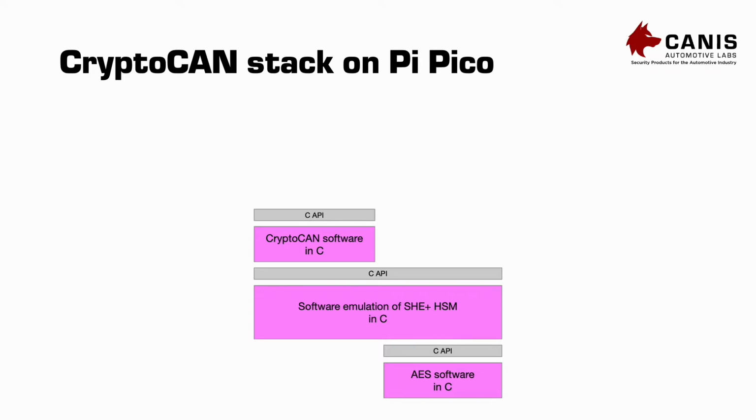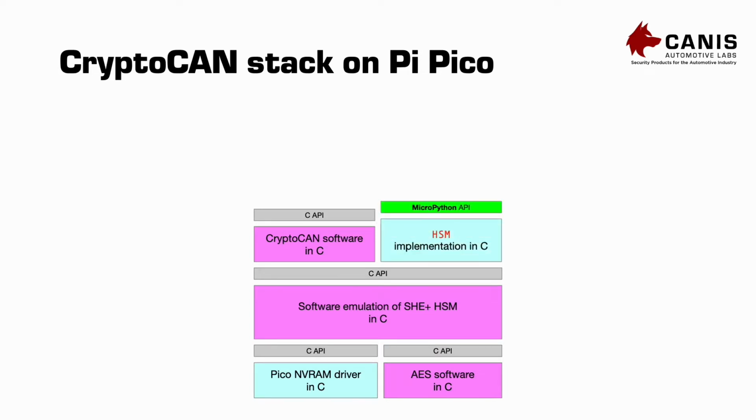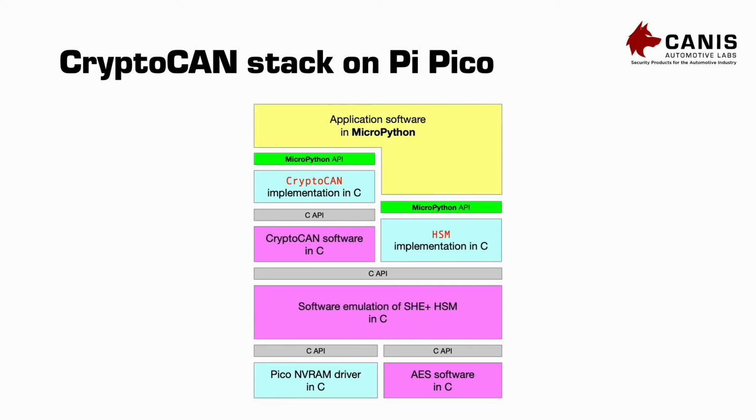Underneath the standard C software-only stack is an API to non-volatile memory for key storage, and here there is a driver for the Raspberry Pi Pico's flash chip. On top of the C API for the cryptographic layer is C code that wraps up the API and makes it available to Python programmers with a class called HSM. On top of the messaging API is C code that wraps up this API and makes it available as a class called CryptoCAN. Along with the existing CAN APIs in Python, an application coded in Python can now send secure CAN messages with CryptoCAN.